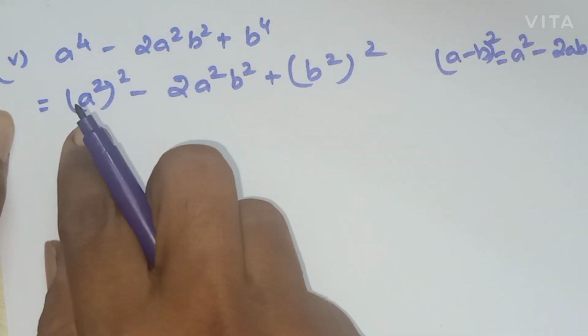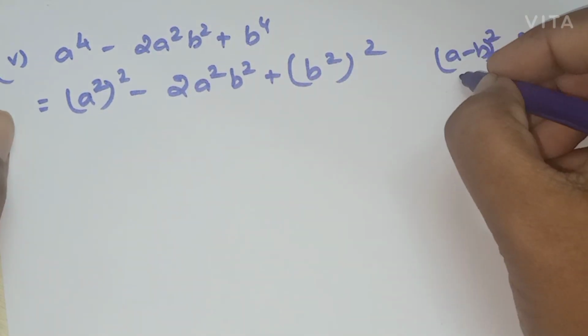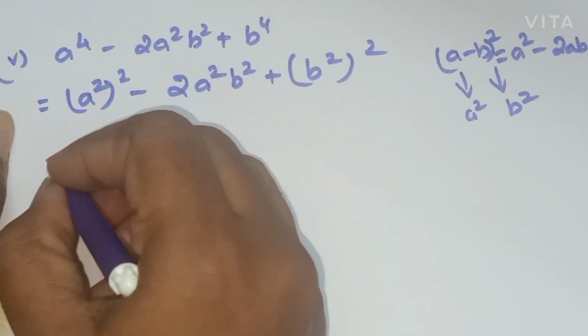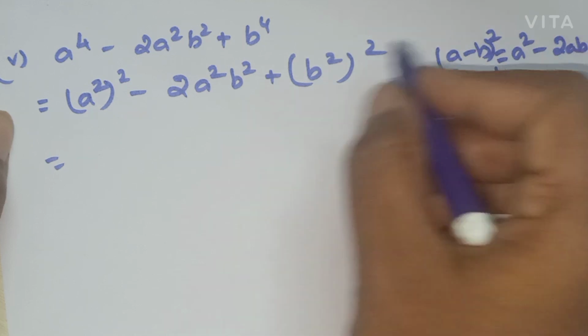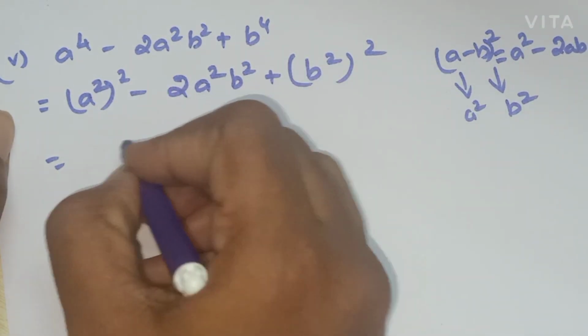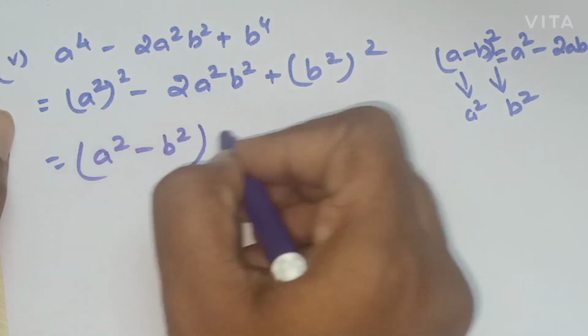So in the place of a we have a square, in the place of b we have b square. So this is of the form a square minus 2ab plus b square. So the answer will be (a square minus b square) the whole square.